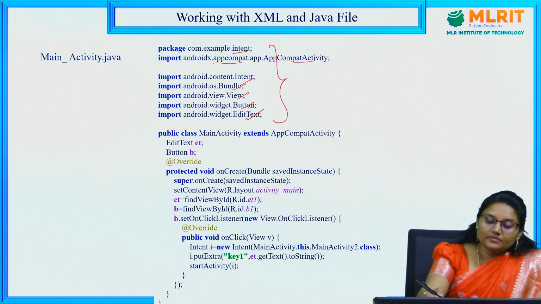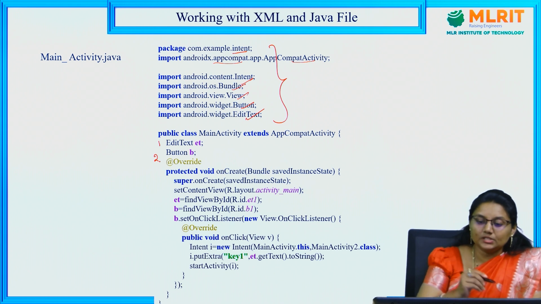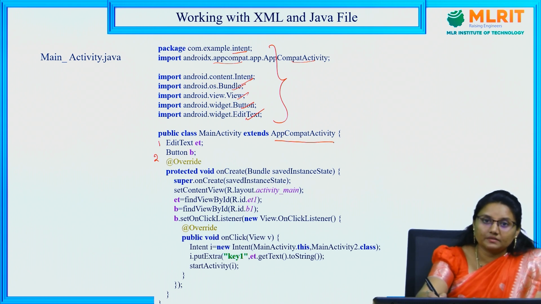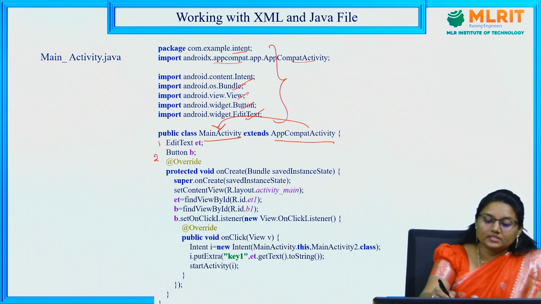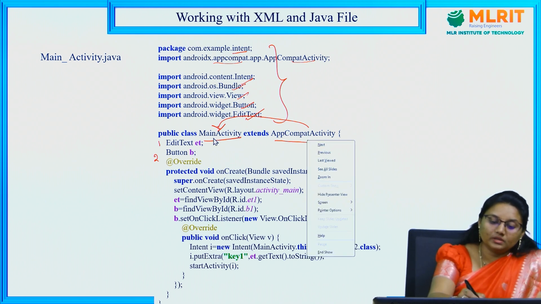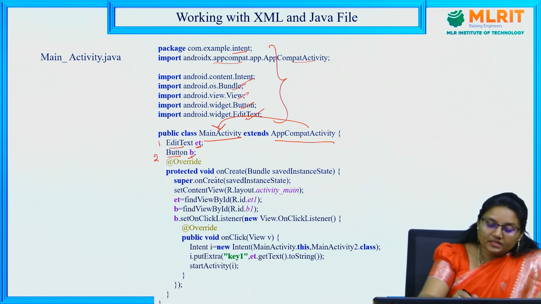Then MainActivity extends AppCompatActivity. What are the two components that we have used? One is the edit text, the second is the button. These two are classes available through AppCompatActivity, which are being implemented using your main activity. You are extending from AppCompatActivity and making use of both classes in your main activity, edit text and button. So we are giving two objects, ET and B. ET is the object for edit text, B is the object for button. Again, this will be common for every program.